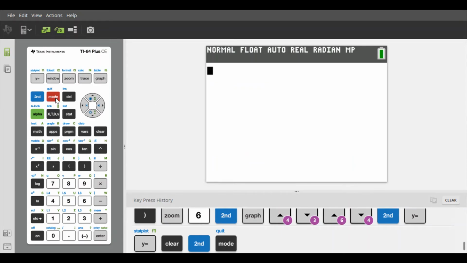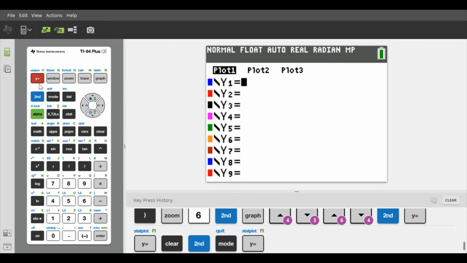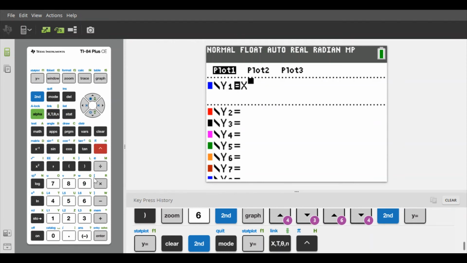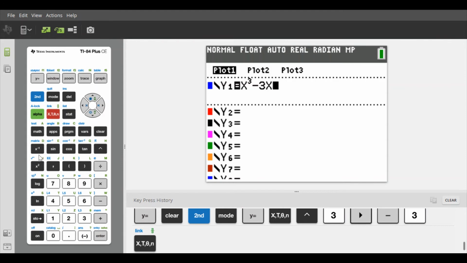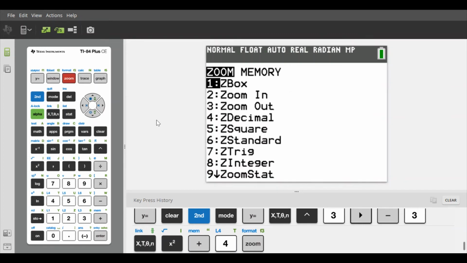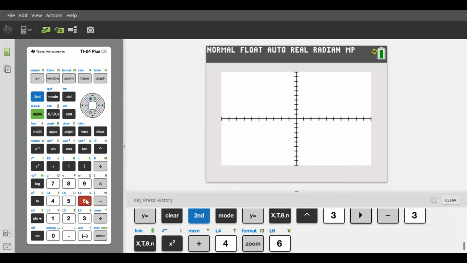Alright, so let's graph number 3. The first thing I'm going to do is go to y equals, and I'm going to hit x raised to the third minus 3x squared plus 4. And I'm going to graph it on a standard viewing window. So when I go to zoom, I can hit standard, and that's your standard viewing window. Your standard viewing window goes from -10 to +10 on your x-axis, and from -10 to +10 on your y-axis as well.